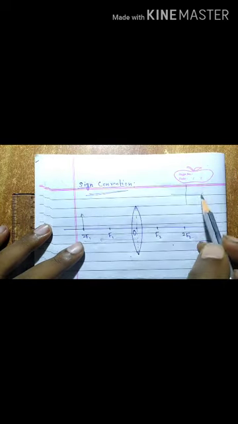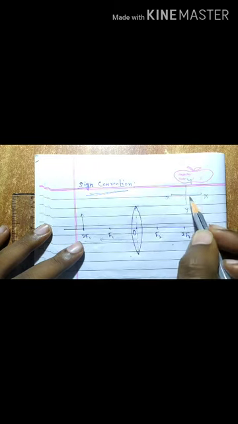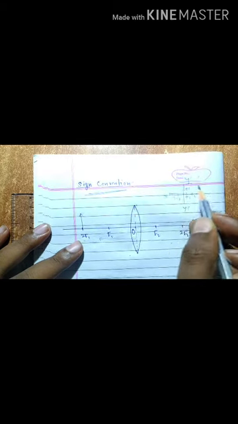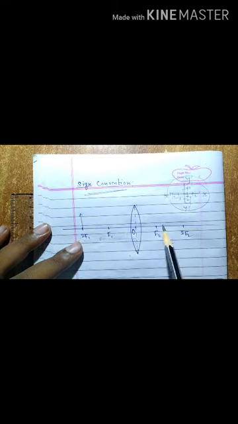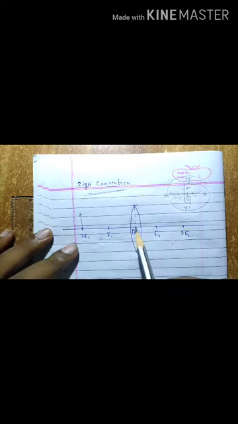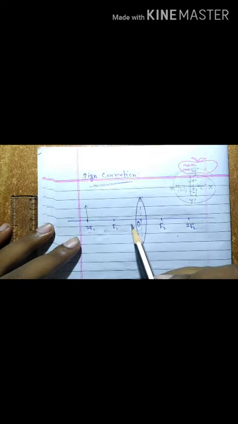Suppose this is the x-axis and y-axis. Here will be plus 1, plus 2. Here will be minus 1, minus 2. Upside plus 1, plus 2. Downside minus 1, minus 2. So this is the trick to remember. All distances on the right side of the optical center are measured as positive, and distances from the left side we will take as negative.